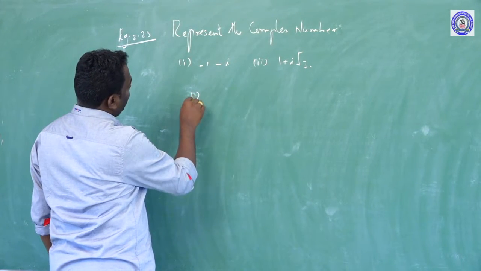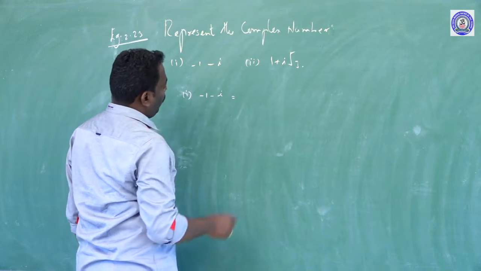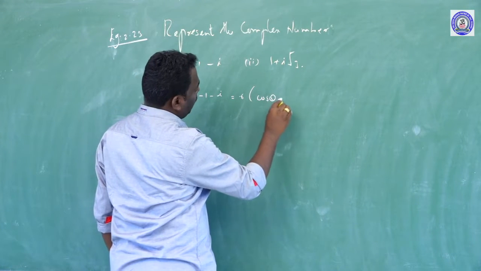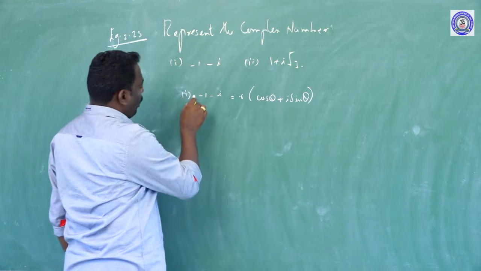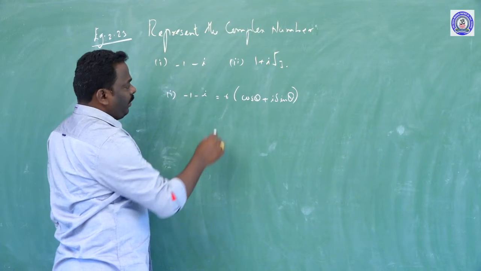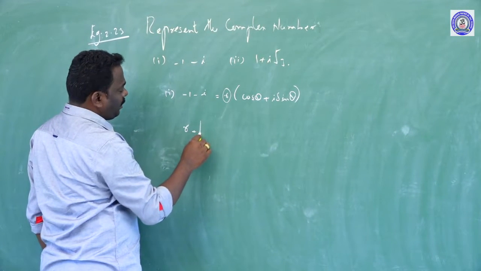Given minus 1 minus i, we can write the polar form of the complex number as r into cos theta plus i into sin theta. Now we want to write the complex number in polar form. So first of all, we want to find the r value. Therefore, r means what? It is the modulus of z.